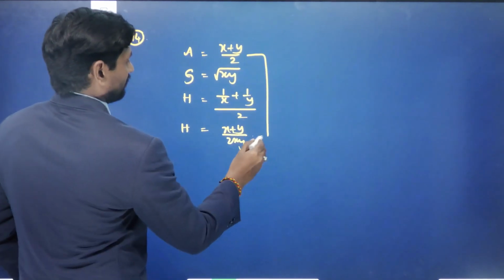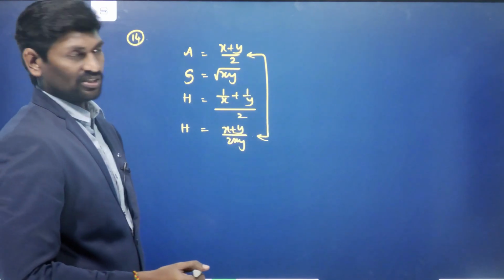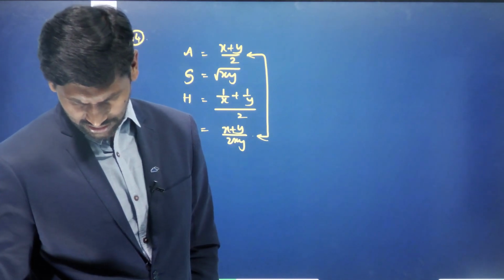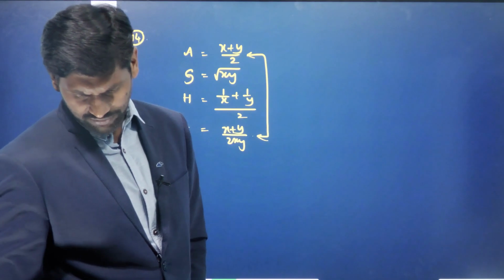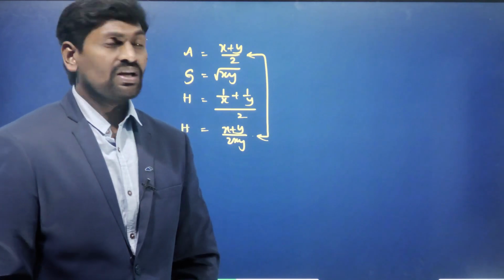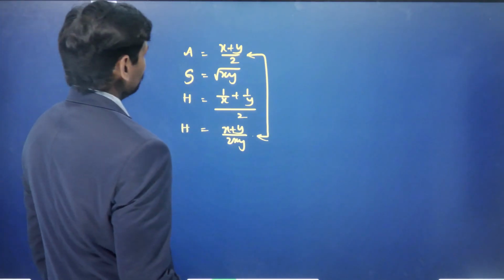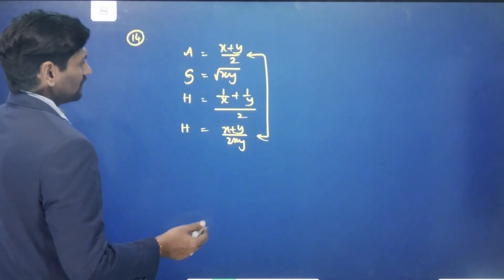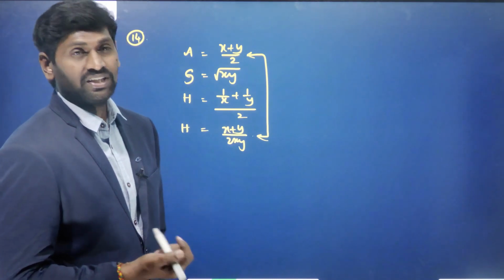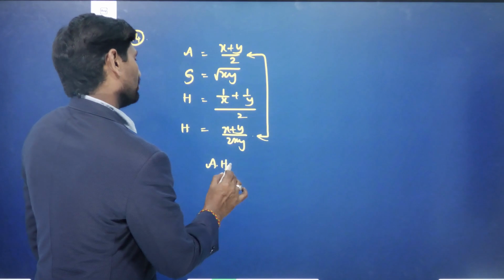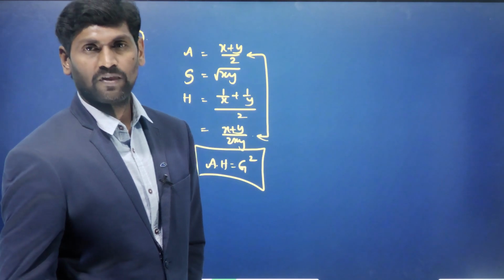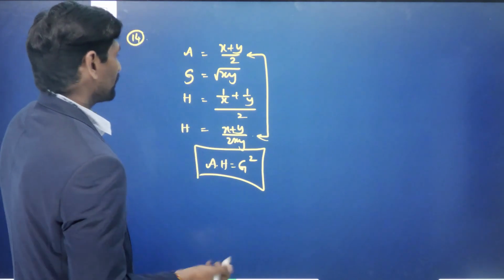Now try to multiply the first one and the second one, A into 1 by H. We already discussed these three, A, G, H. The relation between them is A into H equals G square, right? The same relation will come here also. Now you can check the previous class for how it comes. We'll go to the next problem.